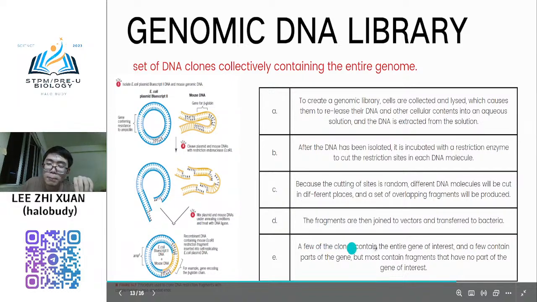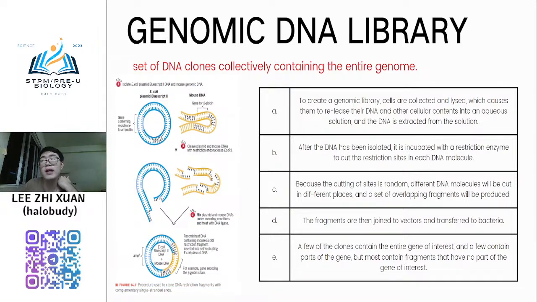So this recombinant plasmid has part of the gene, but most contain fragments that have no part of the gene of interest. So normally, that's all. When you form the recombinant plasmids, that's all. Your genomic DNA library is already done.